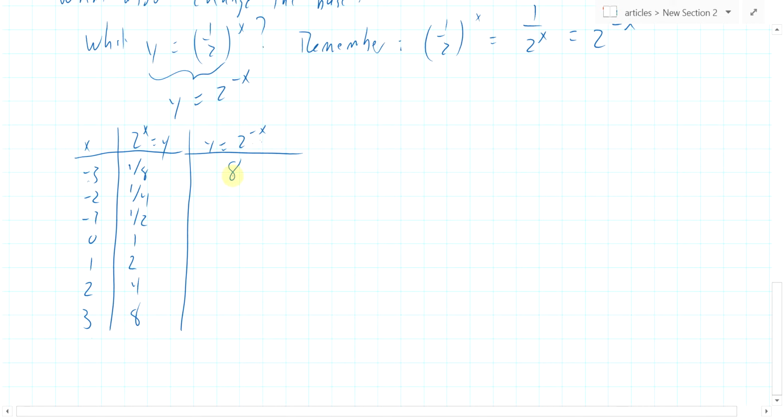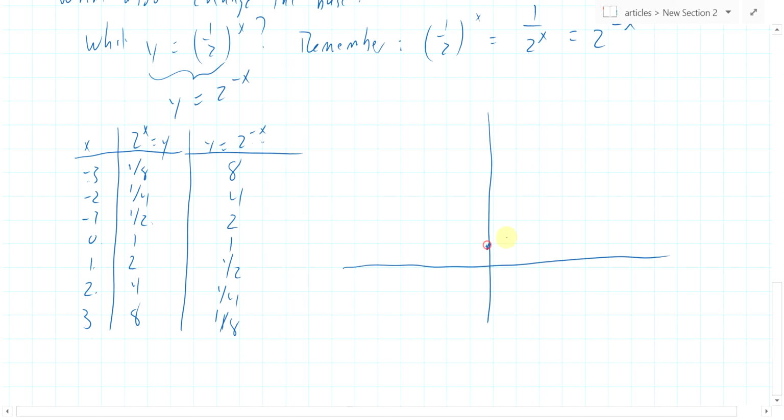it's a 2 cubed. And then if x is minus 2, you get minus 2 in the exponent, that's 2 squared, so this is 4, and then this is 2. 2 to the 0, well, that's always just going to be 1. 2 to the minus 1, well, that's 1/2. 2 to the minus 2, if I plug in a 2 there, that'll give me a 1/4, and then a 1/8. So, what do these two graphs look like?